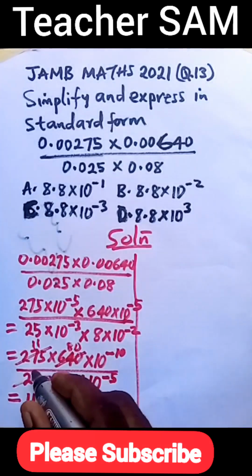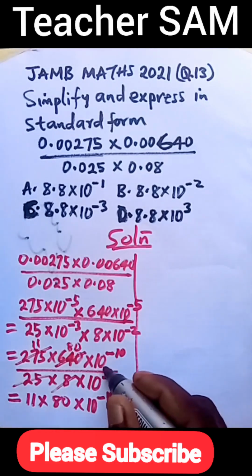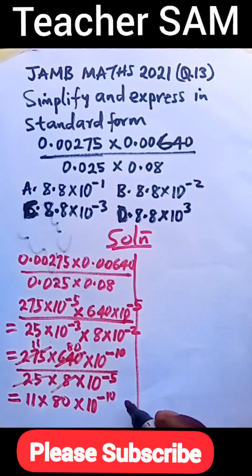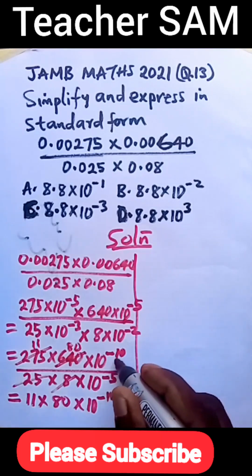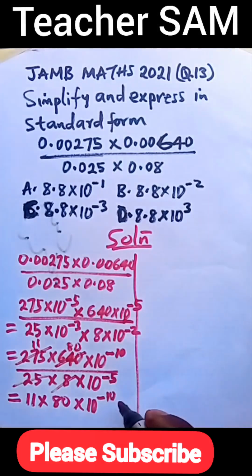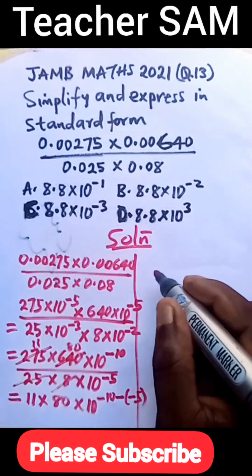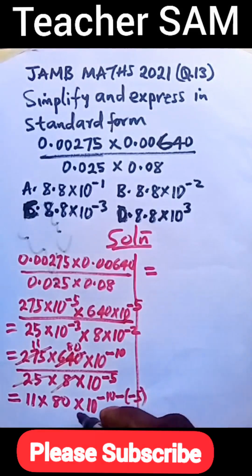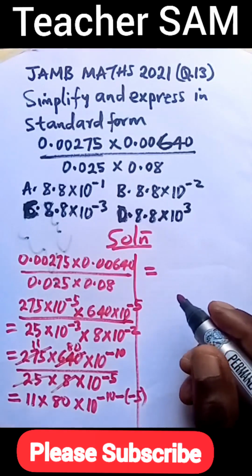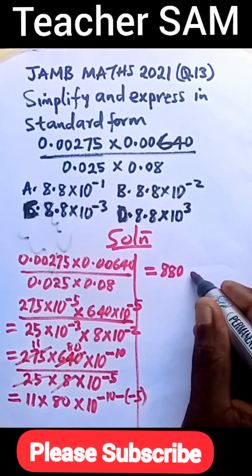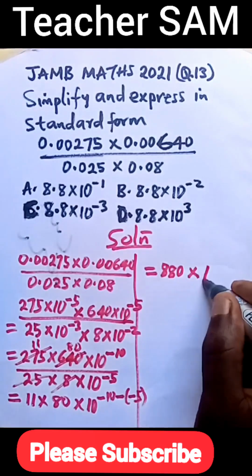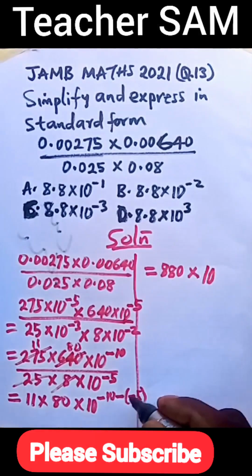Now remember, by indices, when we are dividing, since the bases are the same, that is 10 raised to negative 10 divided by 10 raised to negative 5, we are going to subtract the powers. So we have minus 5. So let's take that over to this side. This whole thing will now be equal to, 11 times 80 will give us 880.